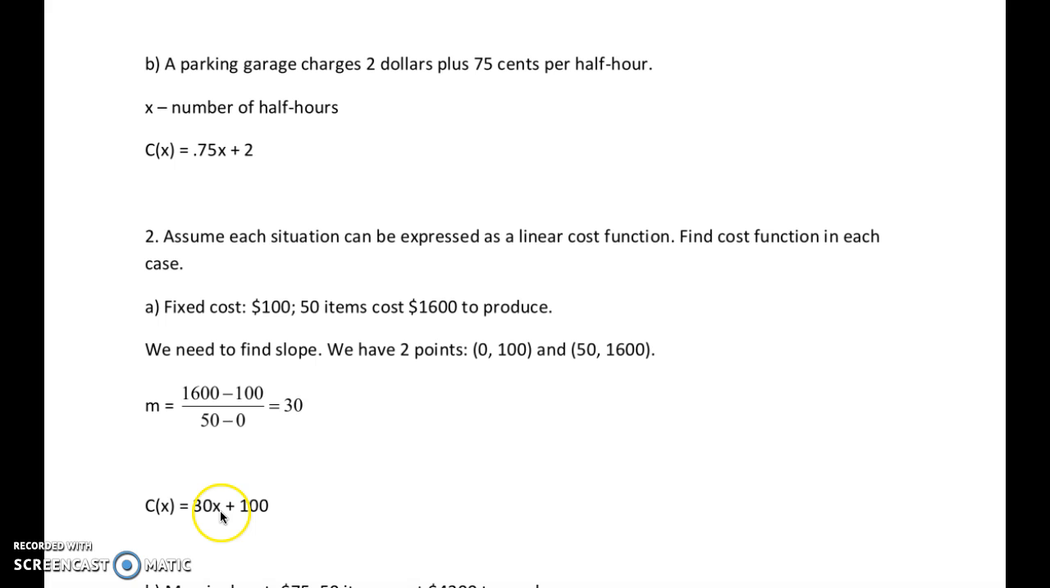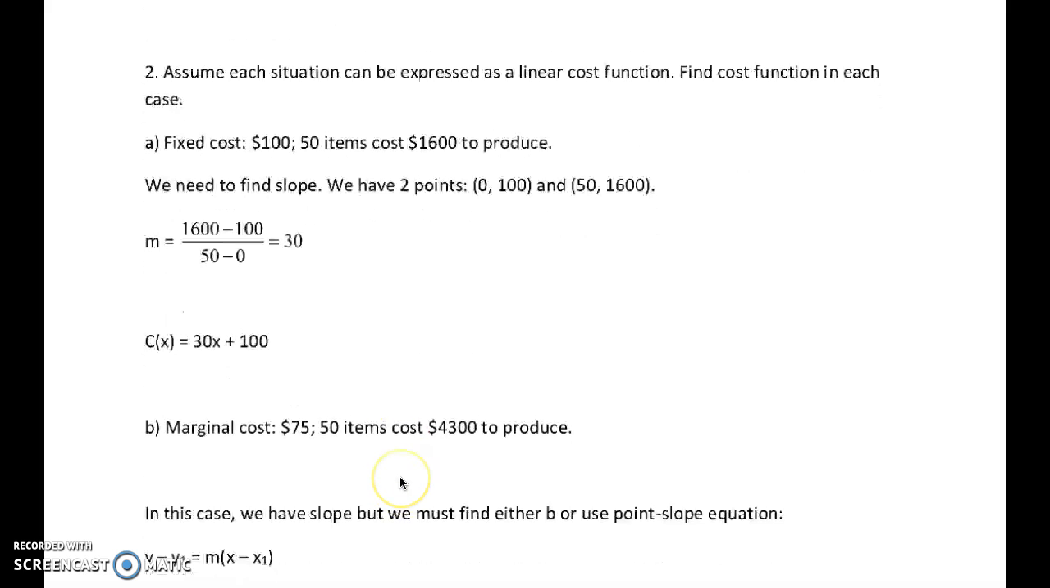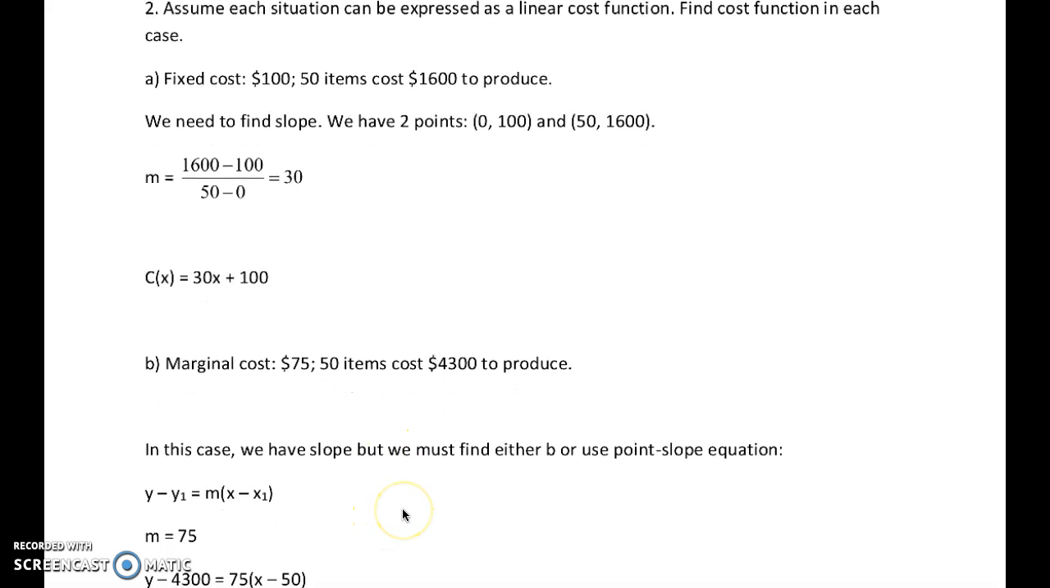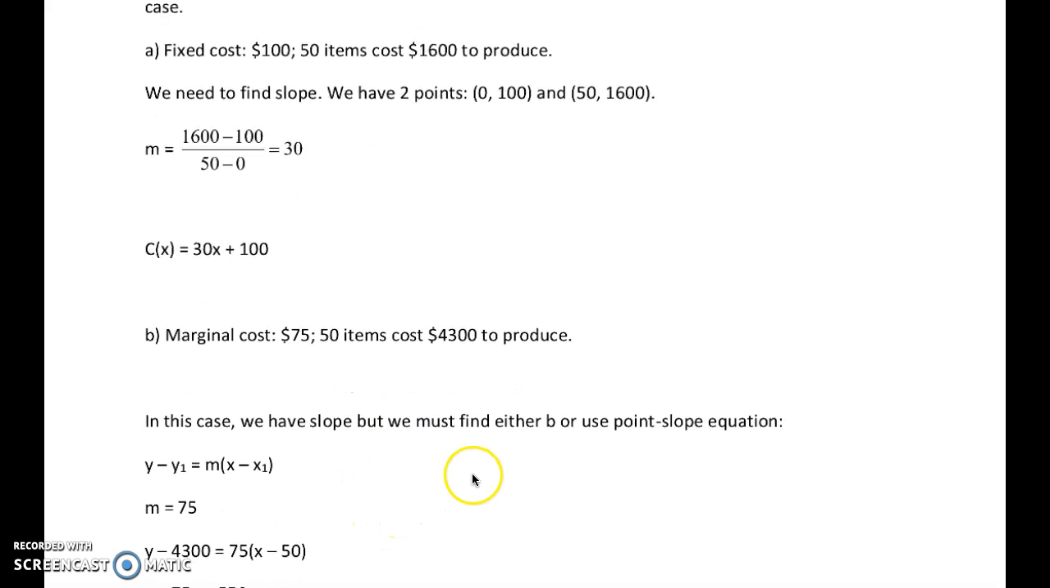So our slope times number of items plus our fixed cost. All right. Our marginal cost, $75. 50 items cost $4,300 to produce. We have a slope, but unlike the other one, we do not have our other item.